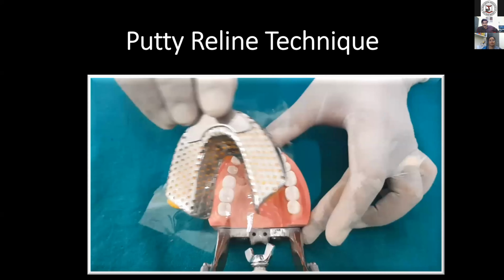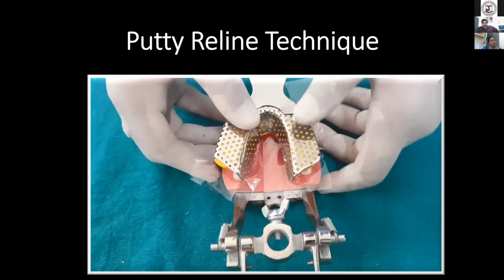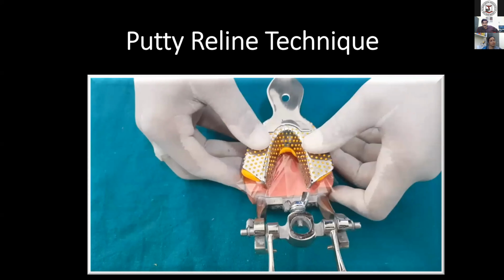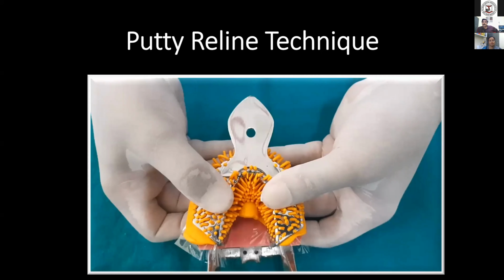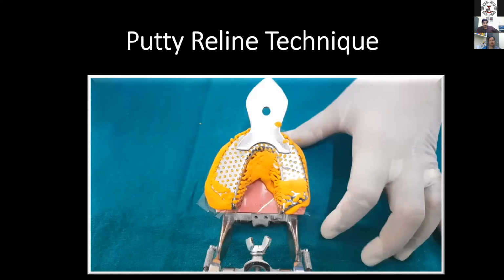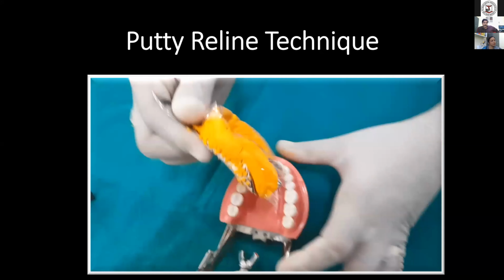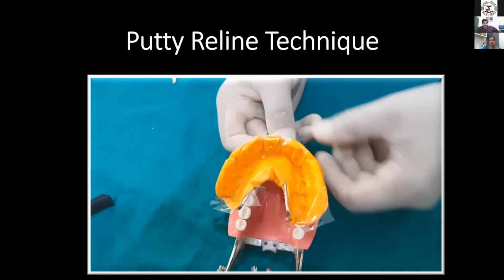Place the tray intraorally. Centralize the tray. Ensure proper position and exert pressure till complete seating. Stabilize the tray till the material sets. Remove the tray from the patient's mouth and remove the spacers.